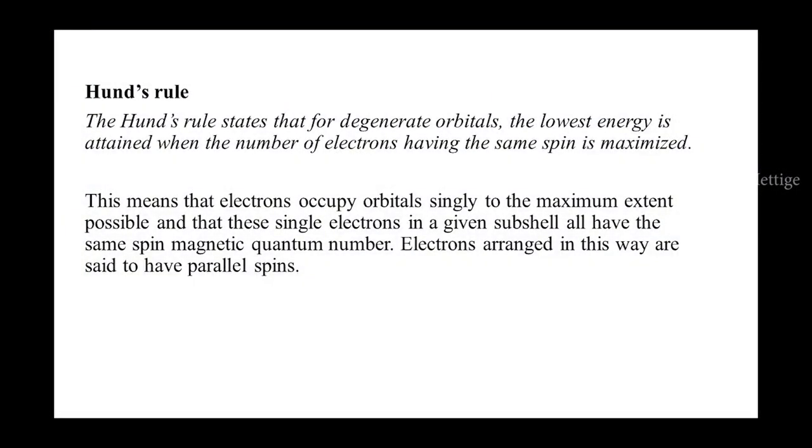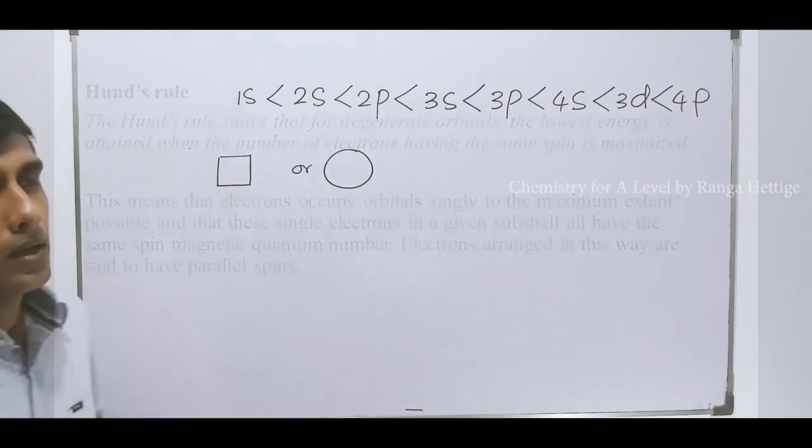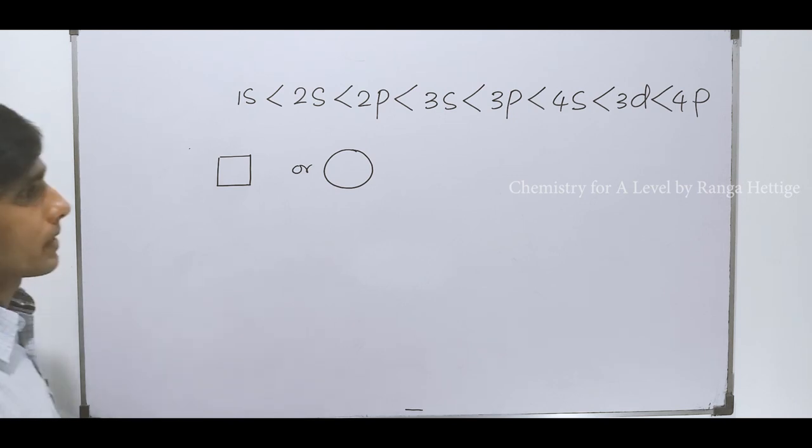When electrons are added to orbitals of a given sublevel, as I explained, degenerate orbitals where the energies are identical, these electrons are added one at a time, resulting in the maximum number of unpaired orbitals with the same spin. We'll try to understand what is meant by this.